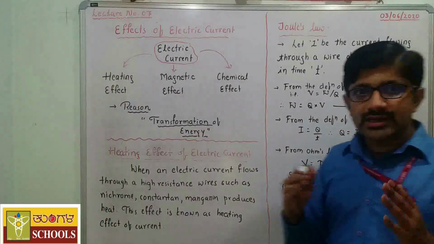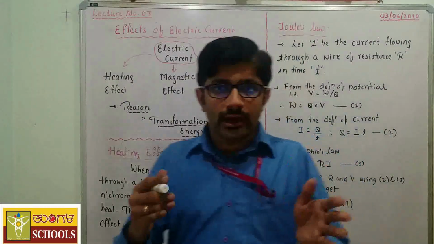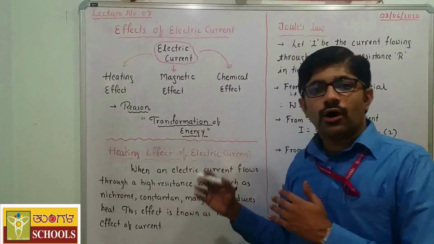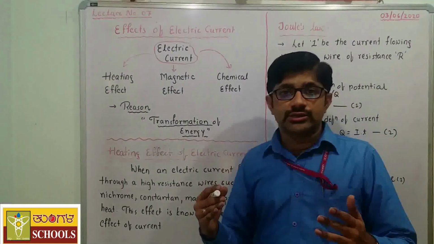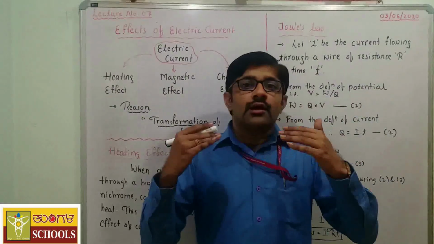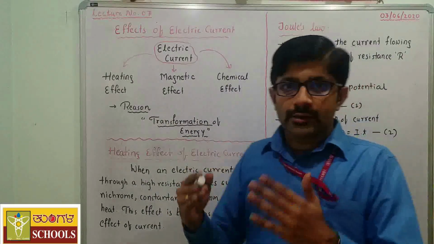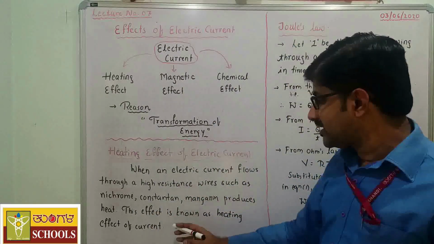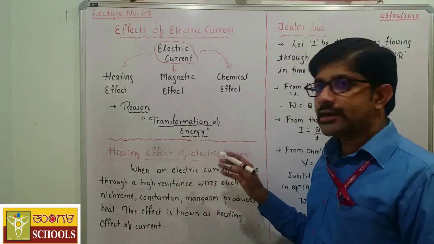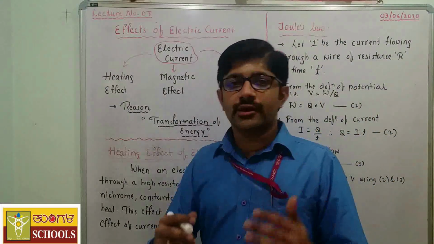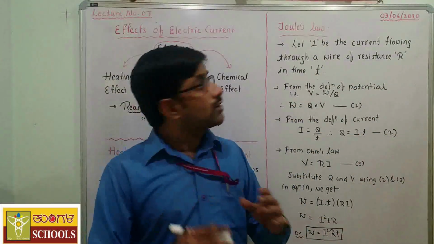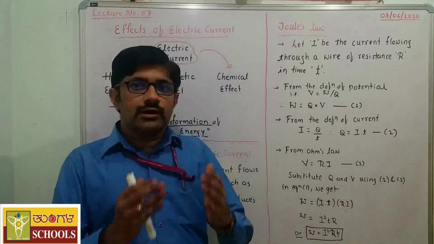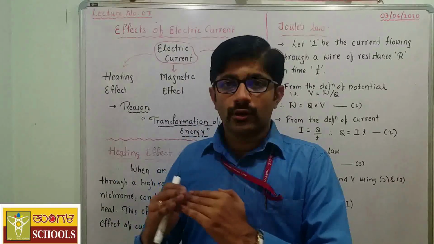Whenever you pass electric current through a high resistance wire like nichrome, constantan or manganese, it produces heat. Therefore that effect is known as the heating effect of electric current. From the heating effect we are moving to the part called Joule's law. Before stating that, we will formulate it and later state it.